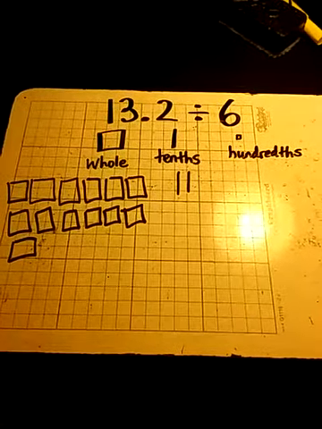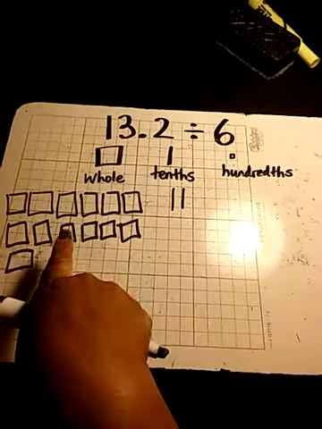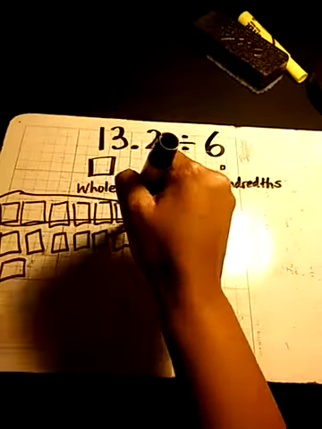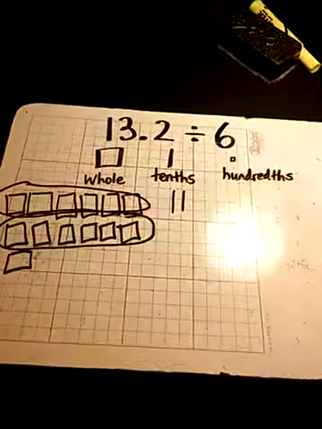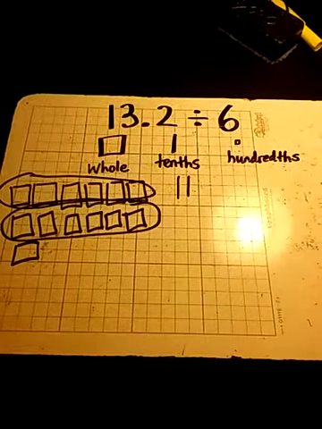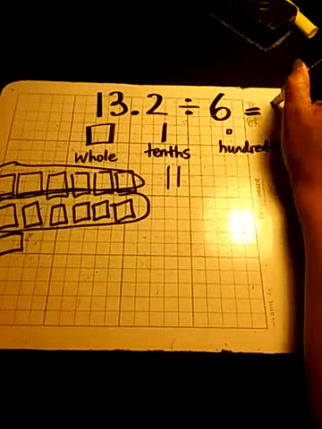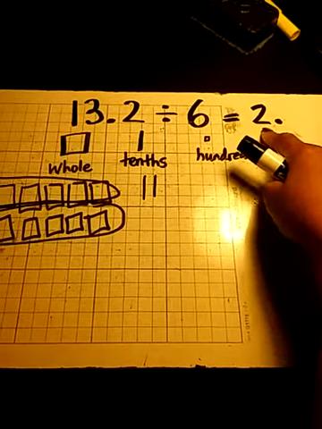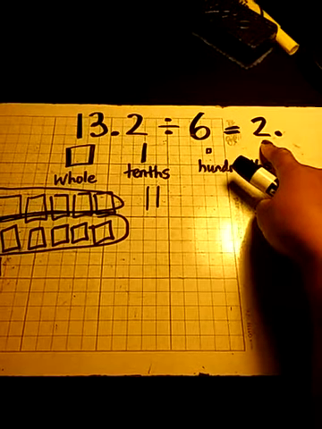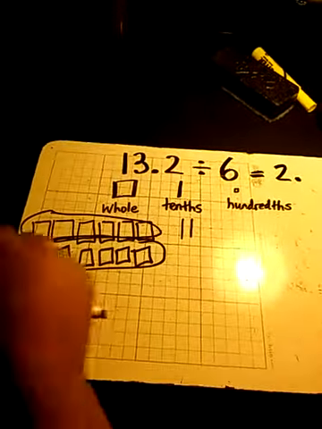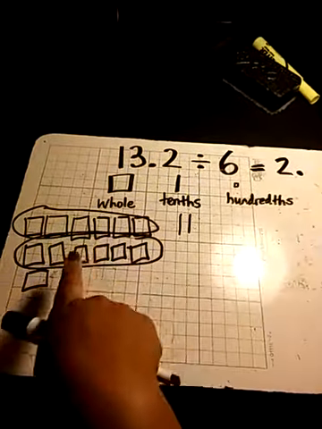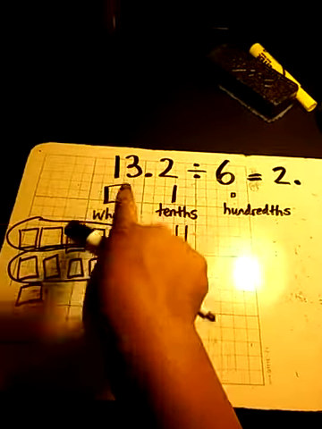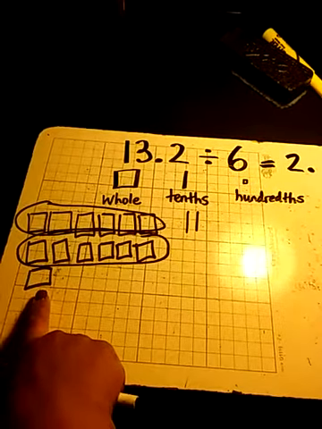So I want to ask myself, how many groups of 6 do I have in 13 wholes? Based on my model, I have 2 wholes. 2 groups of 6. So I'm going to represent 2 wholes. 6 times 2 is 12. But I had 13 wholes, so I have 1 whole remaining.